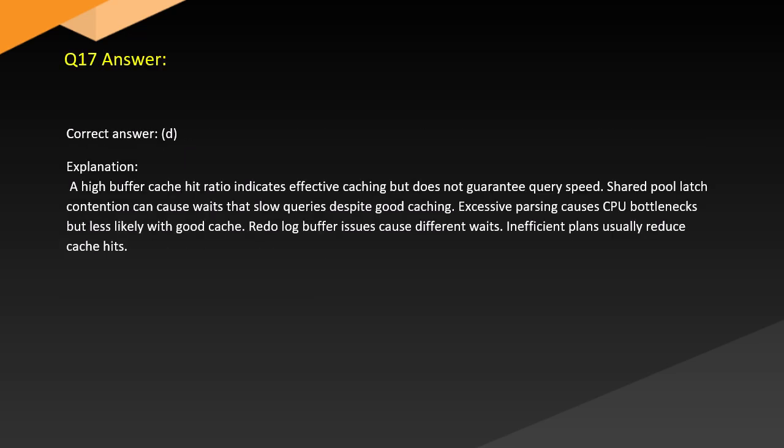Answer. Correct answer: D. Explanation. A high buffer cache hit ratio indicates effective caching but does not guarantee query speed. Shared pool latch contention can cause waits that slow queries despite good caching. Excessive parsing causes CPU bottlenecks, but is less likely with good cache. Redo log buffer issues cause different waits. Inefficient plans usually reduce cache hits.